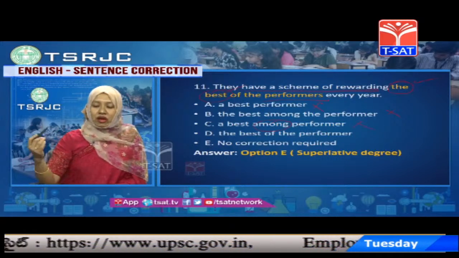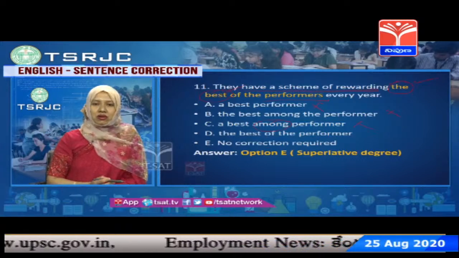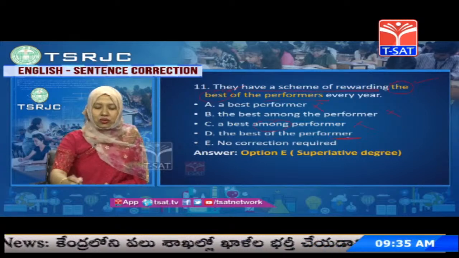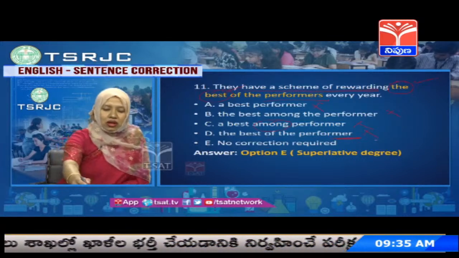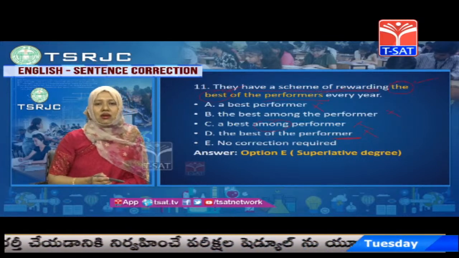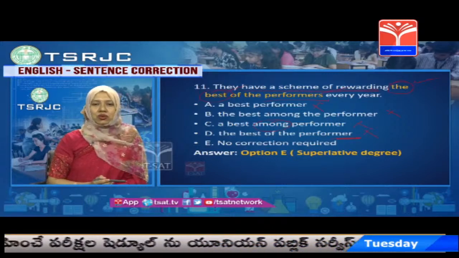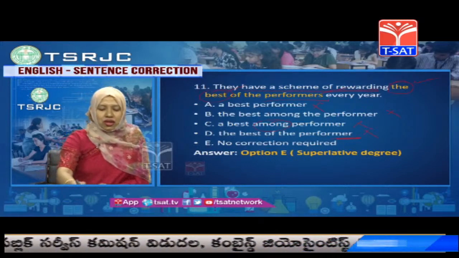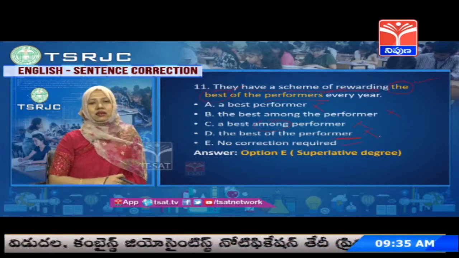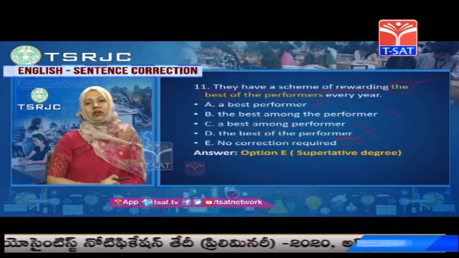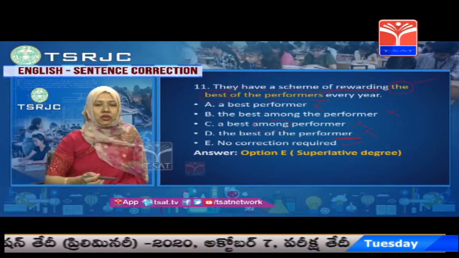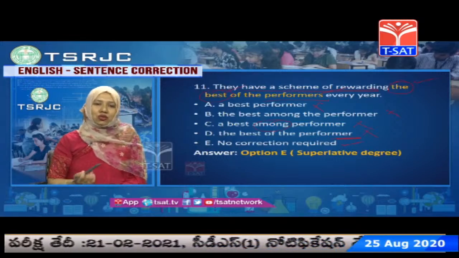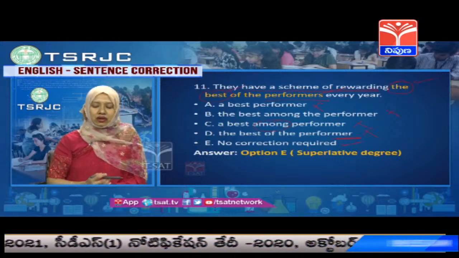The best of the performer: here along with the noun, s should be there. This option also is wrong. In the sentence, s is already added: performers. You say, the best of the performers. So there is no need of any correction in this sentence. This sentence itself is the correct one. To confuse you, they have given multiple options, but none of the options is correct. There is no correction required here.